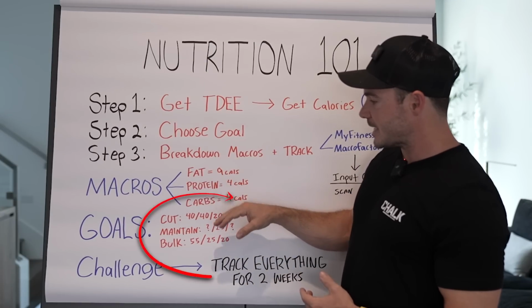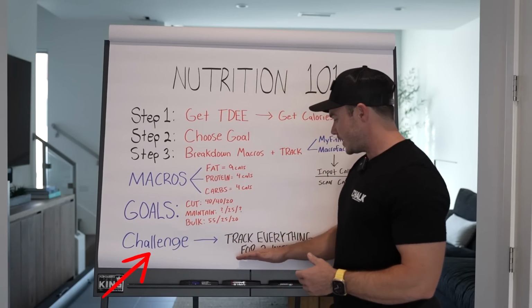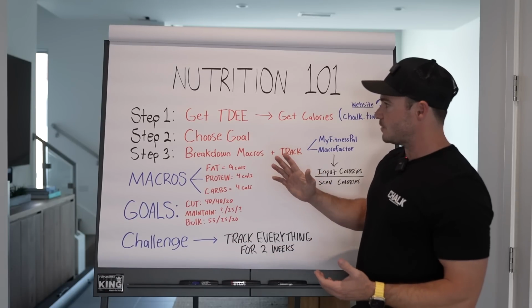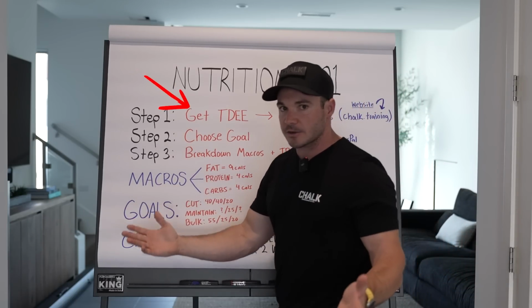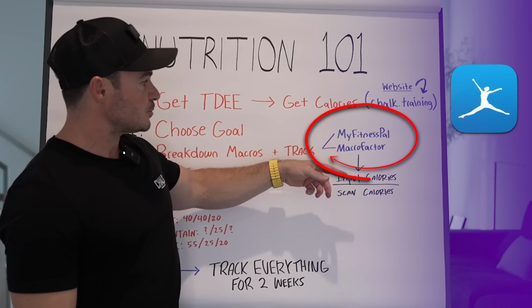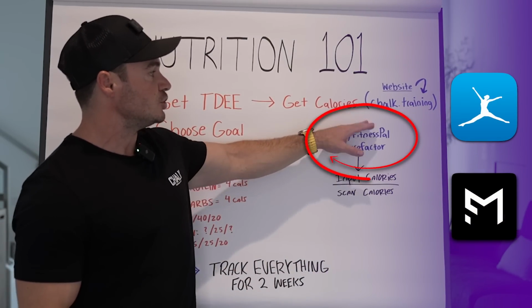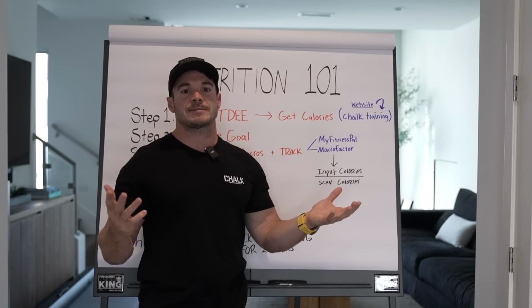So again, I broke these down into the best numbers for you here on the cut, the maintain, and the bulk. I recommend everybody track everything for 2 weeks. And again, if you have never gotten your total daily energy expenditure, AKA your maintenance calories, make sure you guys go to chalk.training, get those numbers, and download either MyFitnessPal or MacroFactor app. If for any reason you don't like these, you can go on the App Store and look around and see different kinds of nutrition apps that people have available.